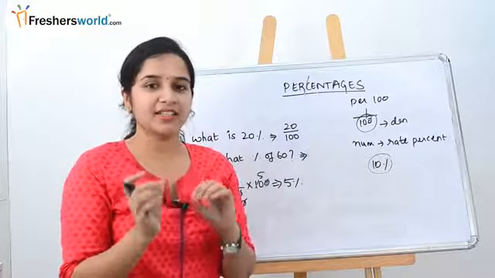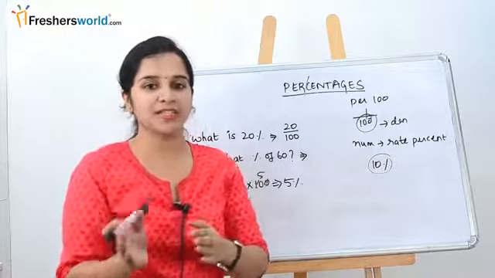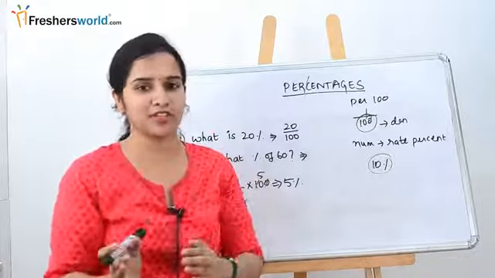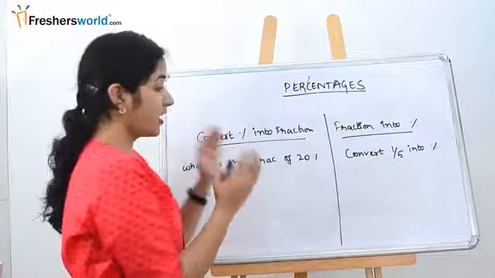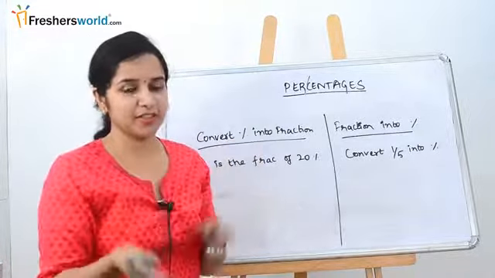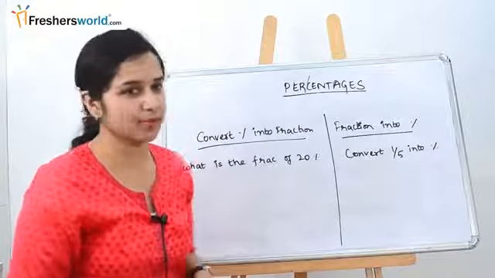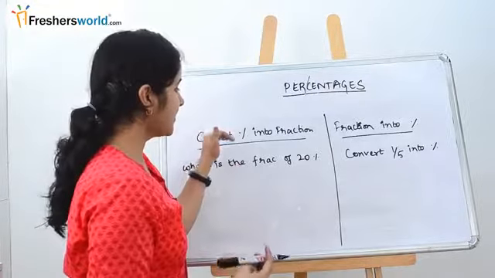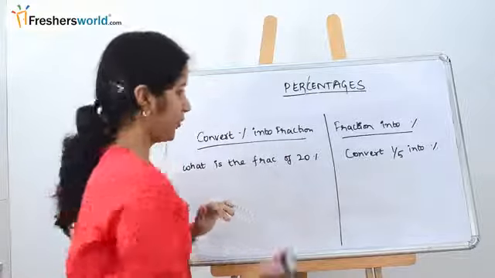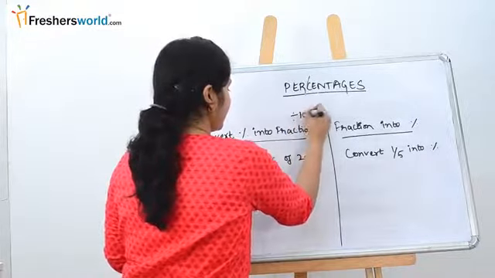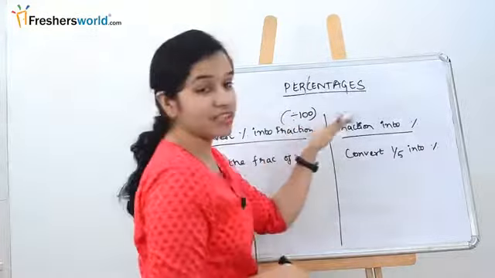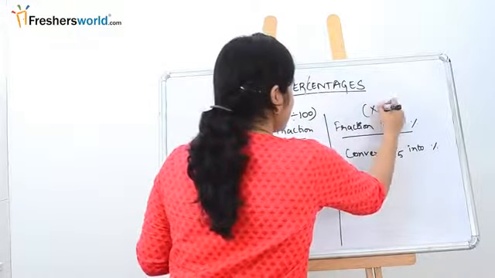Let's understand another concept: fraction into percentages and percentage into fraction. The next concept is to convert percentages into fractions and fractions into percentages. It's a very simple concept. In percentages to fraction, we divide by 100. In case of fraction into percentages, we multiply it by 100.